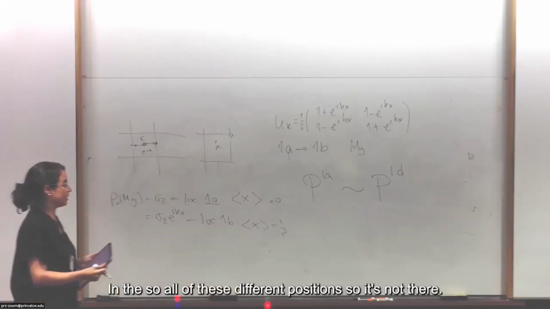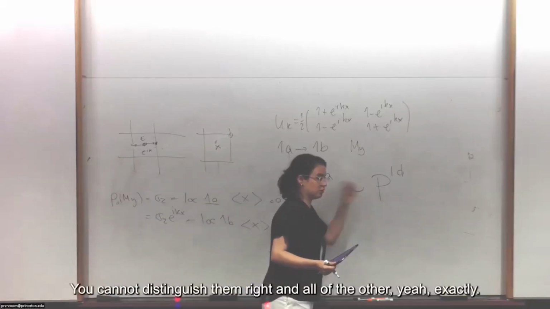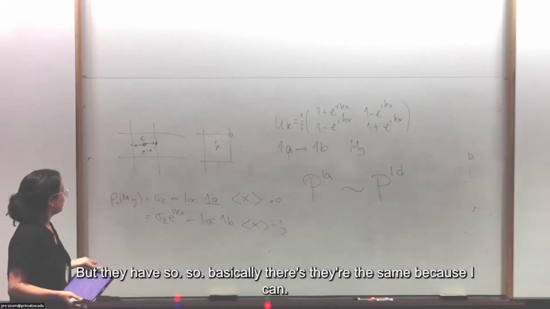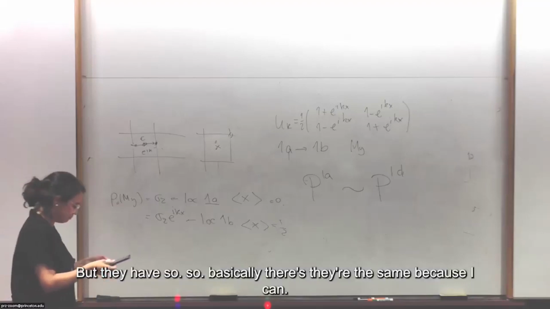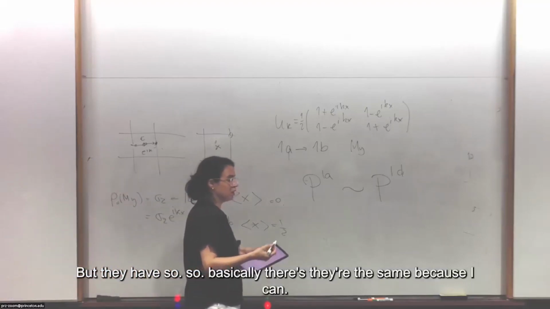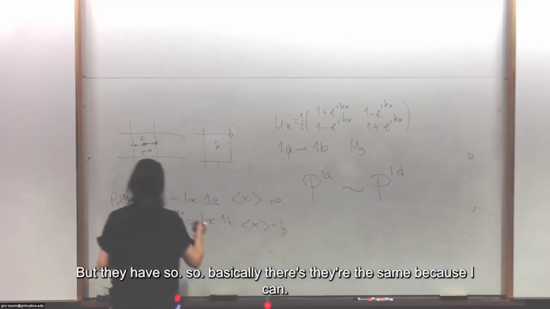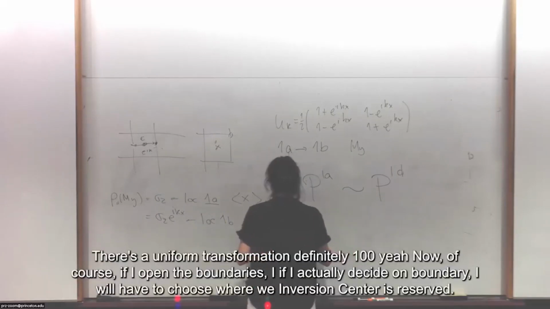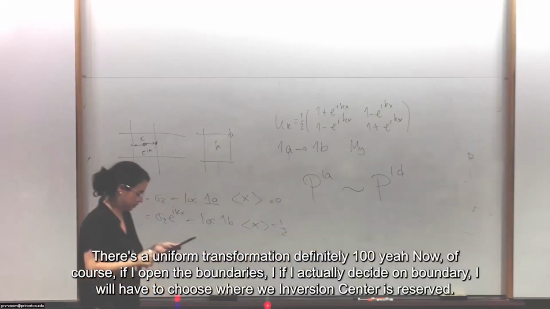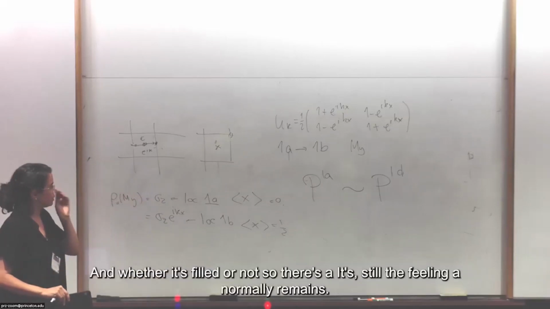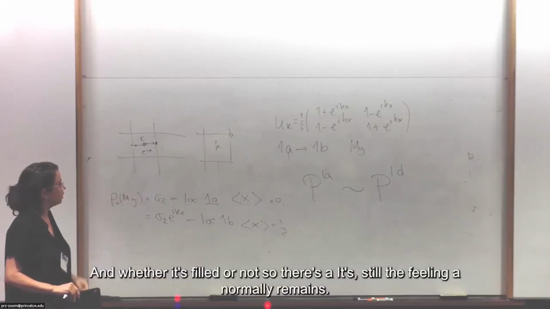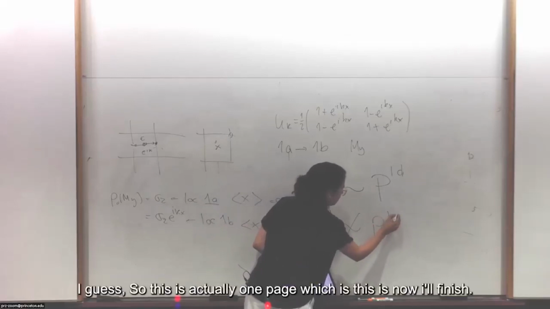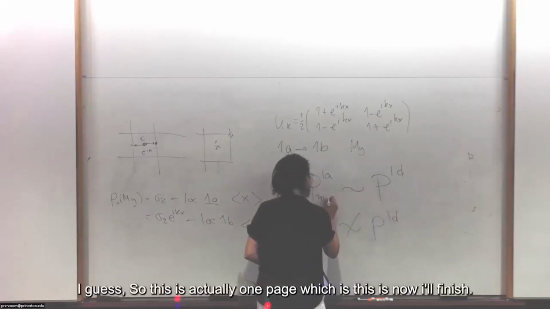But basically they're the same because there's a unitary transformation that will take one to the other. Now, of course, if I open the boundaries, if I actually decide on a boundary, I will have to choose which inversion center is preserved and whether it is filled or not. So the filling anomaly remains. This is actually one case, which is, now I'll finish here, when we have periodic boundary conditions.